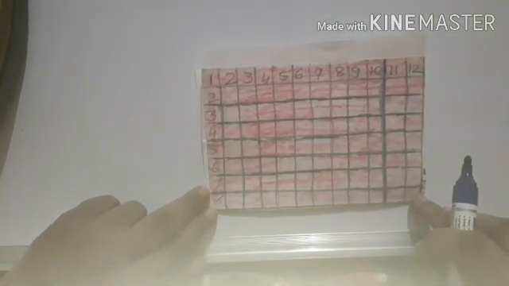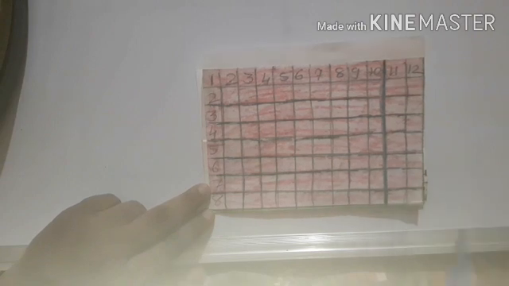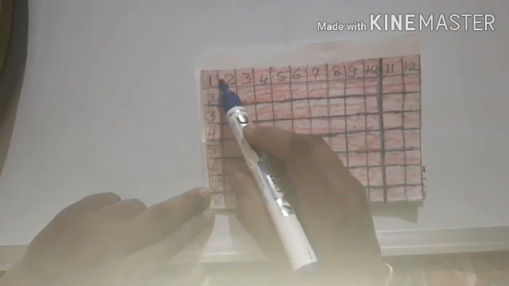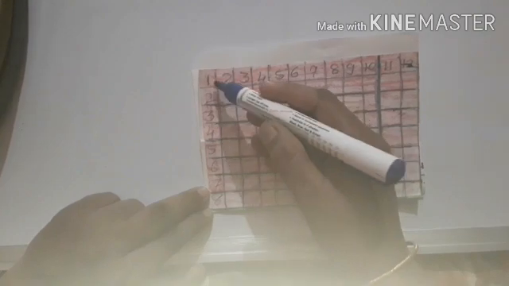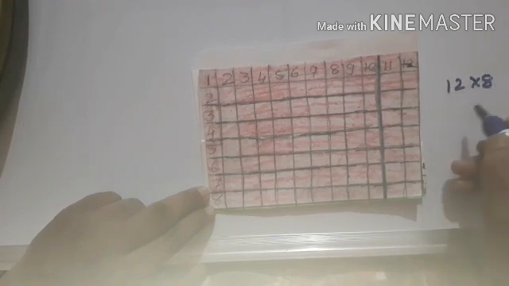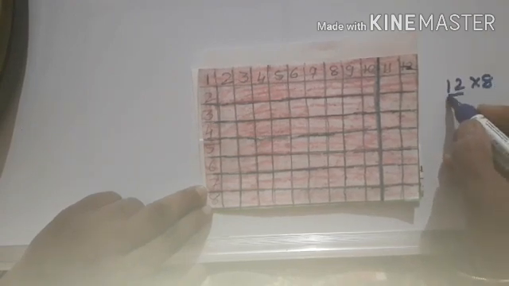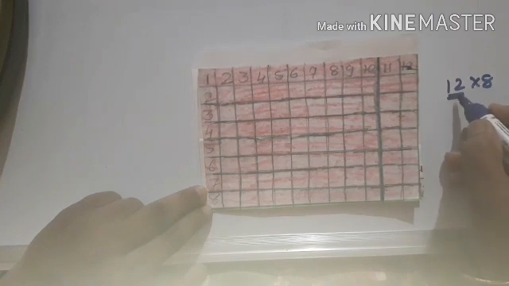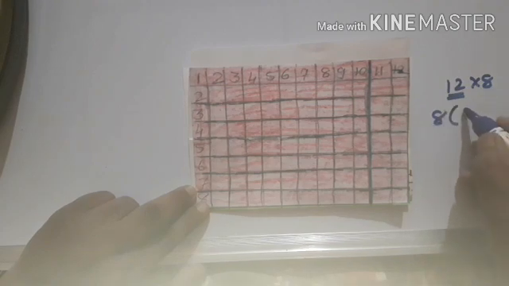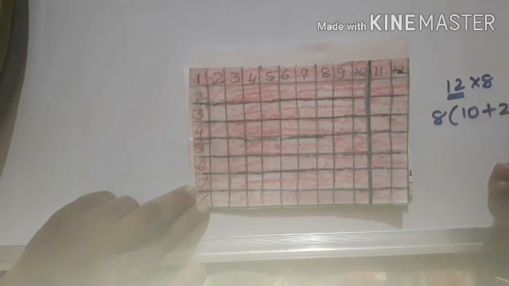Going further, this figure will also help us understand the distributive property in a better way. You can see here the figure has up to 12 numbers horizontally, and up to 8 numbers vertically. So you want the product of 12 into 8. I have broken 12 as 10 plus 2. So 8 remains as it is, and 12 is split into two parts as 10 plus 2.